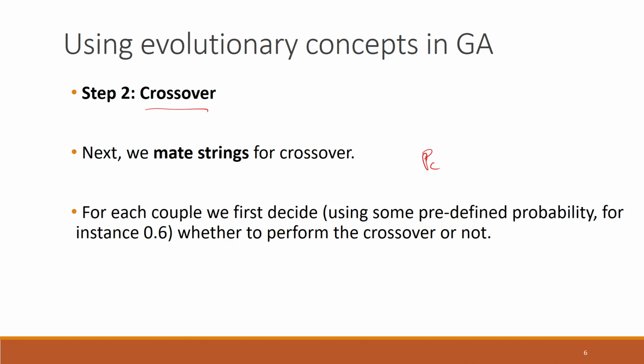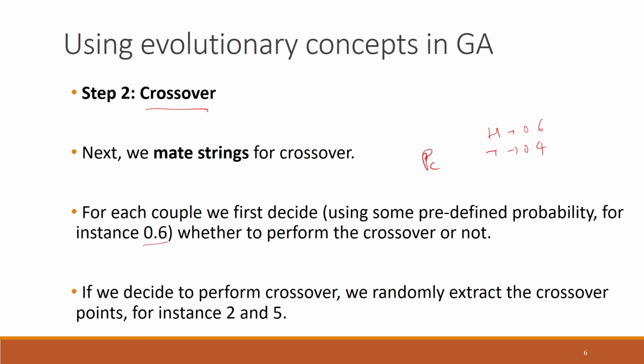So we will be tossing a biased coin which has different probabilities of getting heads and tails. For example, if we set the crossover probability to be 0.6, then we can set the probability of getting heads to be 0.6 and the probability of getting tails to be 0.4 here. So when we toss this coin, if we get a head, then we will decide to do crossover for that pair of strings, otherwise we'll just keep those strings as they are in the next step.